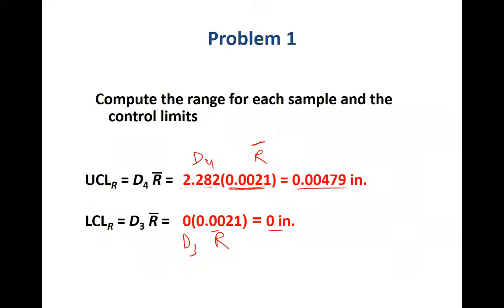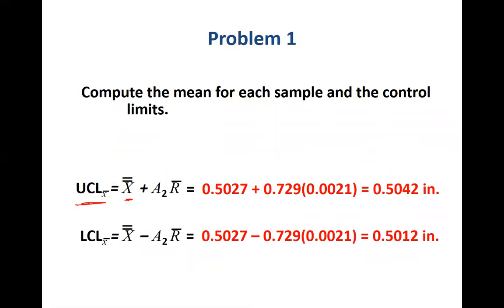So we take that number and plug it into the formula here, 0.5027. A2, as we just saw, is 0.729 for a sample size of 4, and we multiply it by R bar, which is 0.0021. So we get the upper control limit as 0.5042, and the lower control limit will be x double bar again minus 0.729 multiplied by 0.0021, which gives us 0.5012.